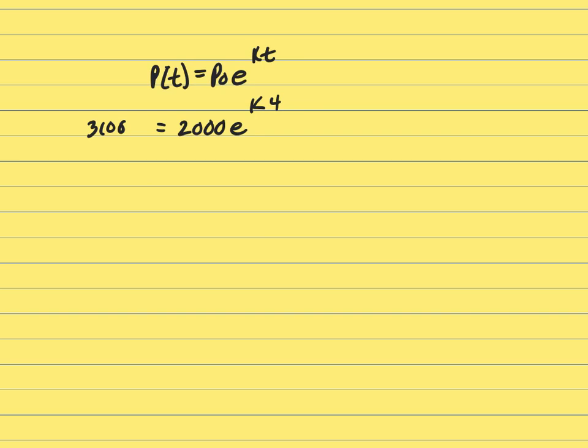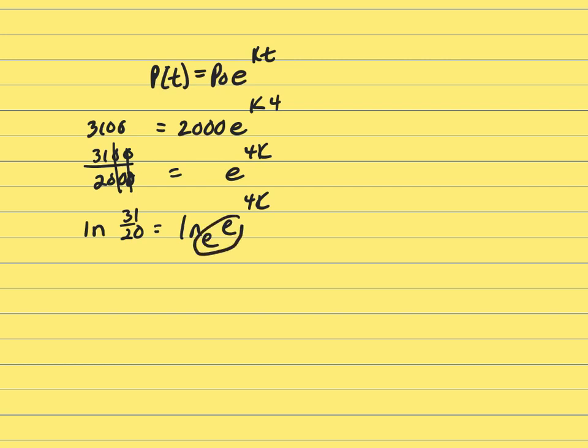So divide both sides by 2,000. And then this is e to the 4K. Divide those zeros out. Take the ln of both sides. ln of 31 over 20 equals ln of e to the 4K. A natural logarithm, the base is e. And we have that property when these match, the whole thing simplifies to the exponent. So that's ln of 31 over 20 equals 4K. So ln of 31 over 20 divided by 4 equals K.